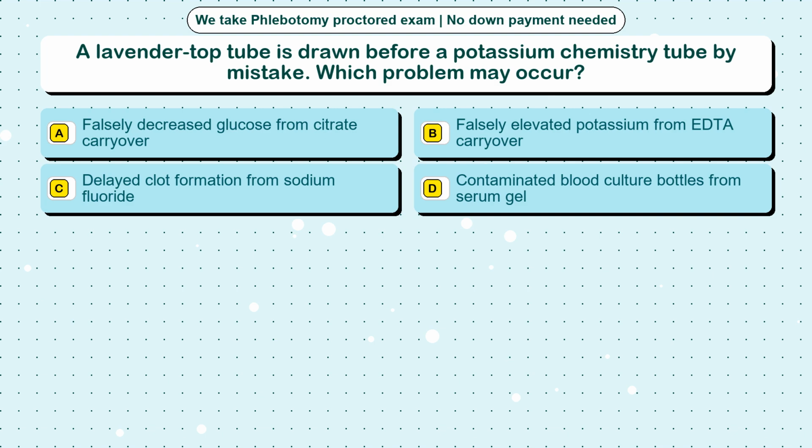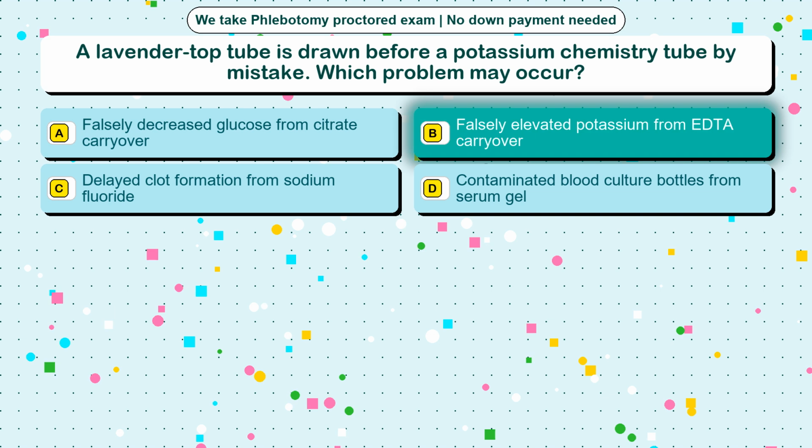Question 47. A lavender top tube is drawn before a potassium chemistry tube by mistake. Which problem may occur? Option A. Falsely decreased glucose from citrate carryover. Option B. Falsely elevated potassium from EDTA carryover. Option C. Delayed clot formation from sodium fluoride. Option D, contaminated blood culture bottles from serum gel.